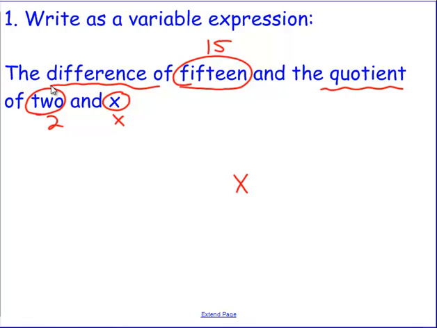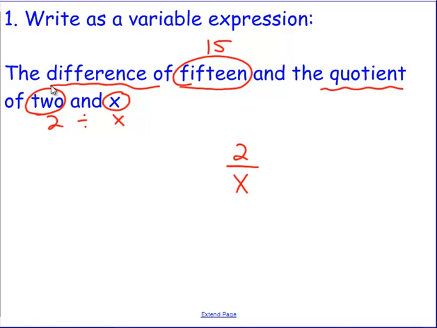When I read the difference of 15 and the quotient of 2 and x, I see that the next thing that I would work with x is the quotient of 2 and x, which really means we're going to divide 2 and x. And because order matters, we need 2 divided by x. So in this case, I would have x on the bottom of my fraction and 2 on the top. That's the quotient of 2 and x.